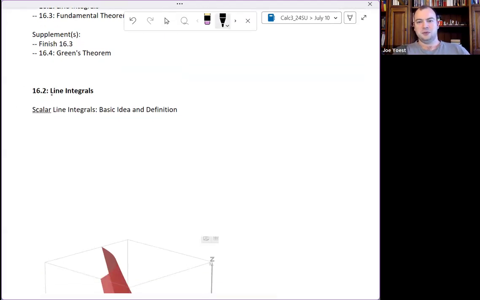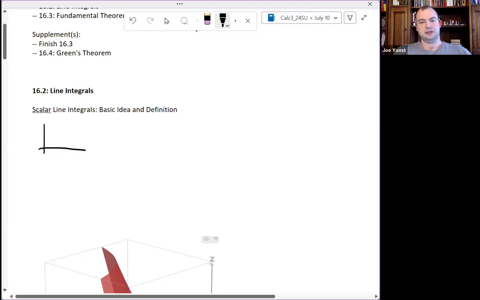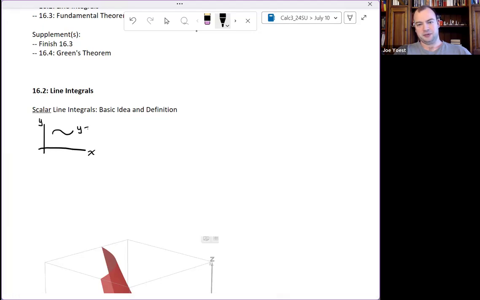Okay, so we are going to discuss line integrals. So a type of integral in maybe something like three-dimensional space in the case that we're going to look at next. But before we do that, let's just remember how standard integration works. We have x and y. We have a function y equals f of x, and we're going from a to b.